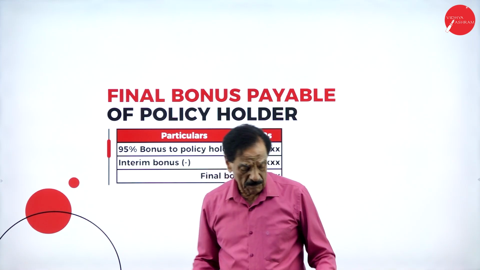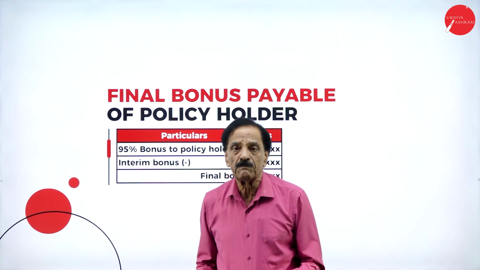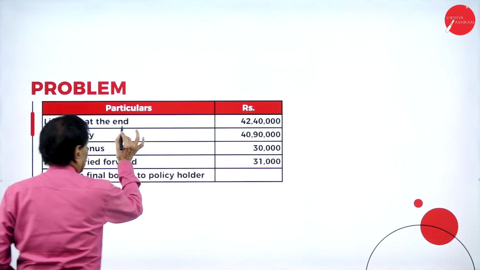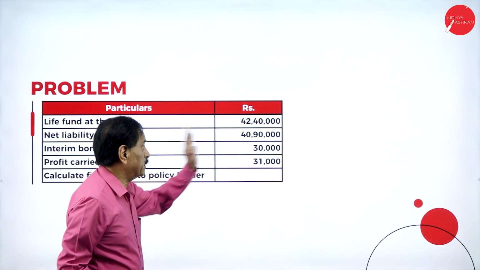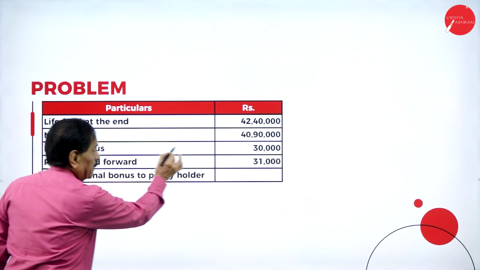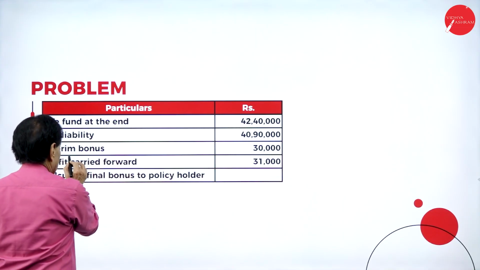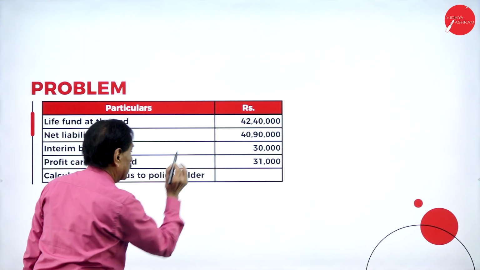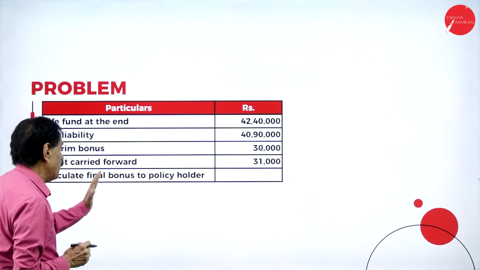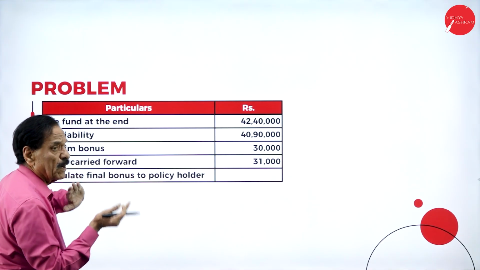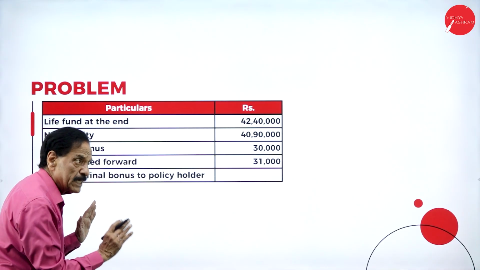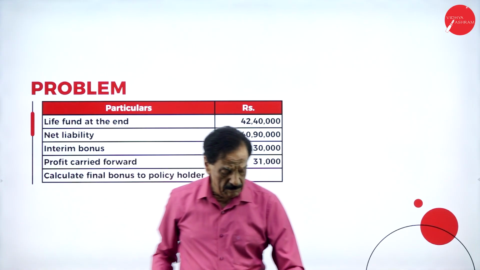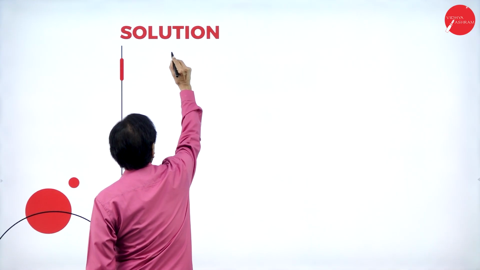This is the method. We'll start the problem now. Life fund at the end, 42,40,000. Net liability, 40,90,000. Interim bonus, 30,000. Profit carried forward, 31,000. Calculate the final bonus to policyholder. There is no dividend given. So we'll move on. Valuation balance sheet.